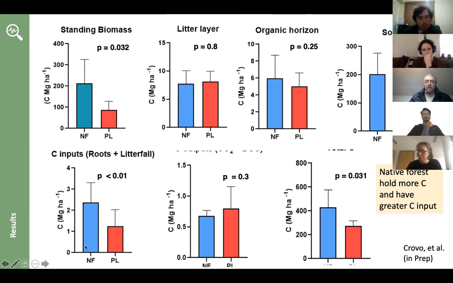When we look at the balance of inputs and outputs, I don't know what happened here. So these are carbon outputs. We see that there is a significantly higher input of carbon in the native forest through roots and litter flow, but mostly explained by roots, and a non-significant difference between the native forest and plantation for the outputs. And if we do the whole balance, we see that carbon is greater in the native forest.